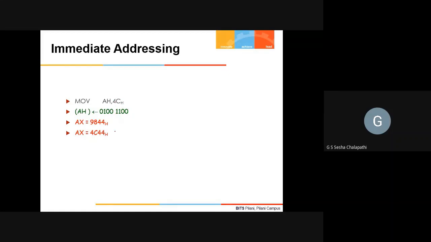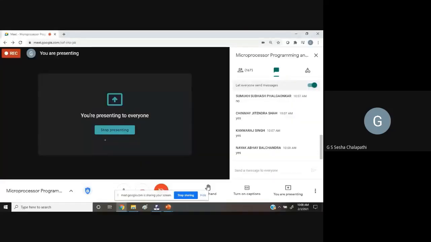So let us say that the AX value previously was 9844h. Now after the execution of this instruction, it will become 4C44h. What do you observe from here? Anybody? What do you observe from here?